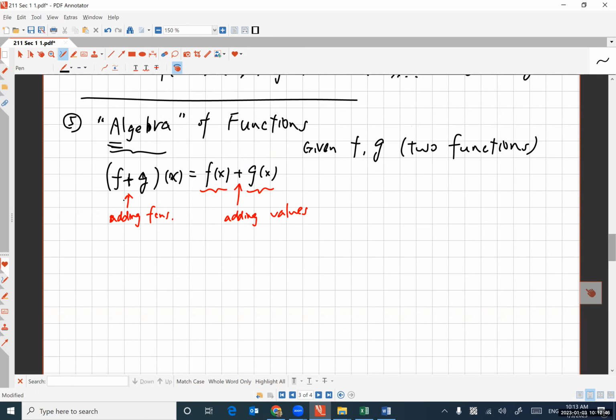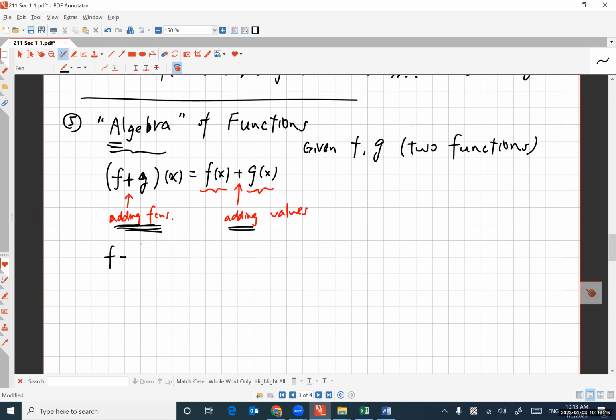But I do want you to know here, we are defining how to add two functions. Here, we are talking about the same addition that you have used since your elementary school days. So this is a new concept. How do you add two functions to create another function? Well, the new function simply adds the values of those two functions at the same point x.